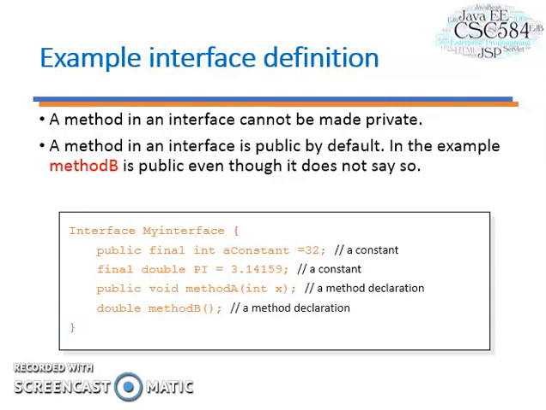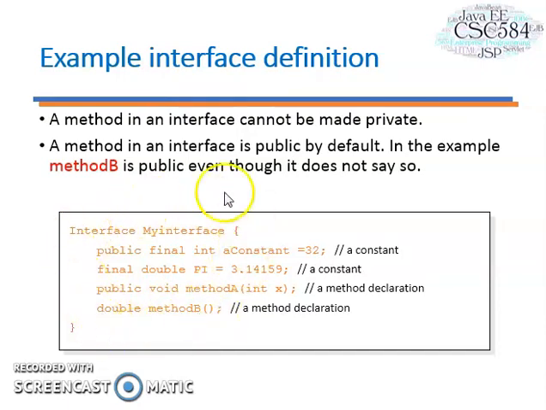Now let's look at an example of interface definition. A method in an interface cannot be made private. A method in an interface is public by default. So in this example, we can see that method B is public even though it does not say so, meaning that we didn't declare method B explicitly as a public method.